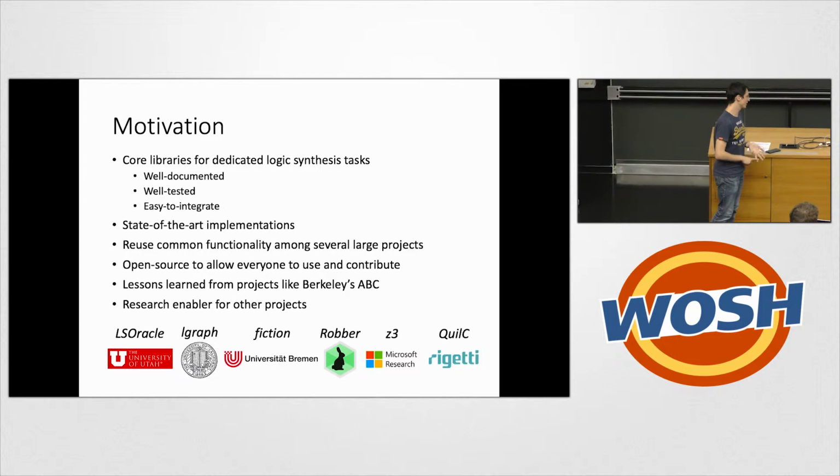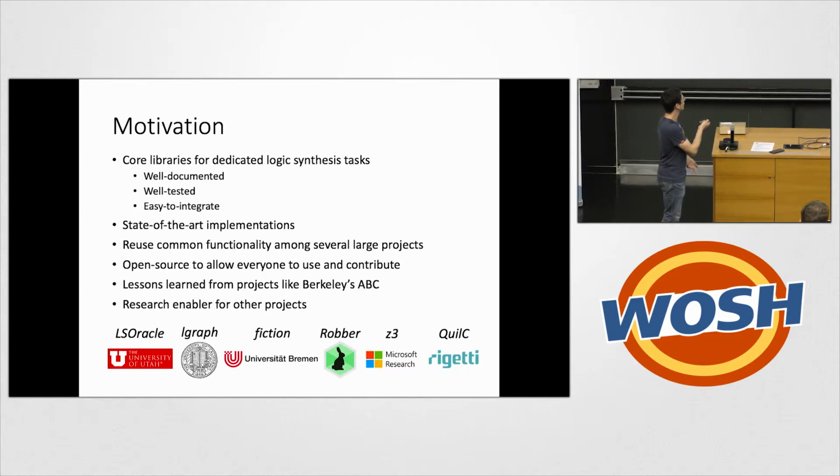Okay, we try to make everything open source to allow everyone to use them and to contribute. We have a vivid collaboration with UC Berkeley, with Alan Mishchenko, who builds ABC, and we integrated a lot of his knowledge, actually lessons learned, when we started to implement these libraries. We see this project as a research enabler, so it should help other people to get started. Here on the bottom, I put a couple of logos from other institutions and universities whose people use these libraries.